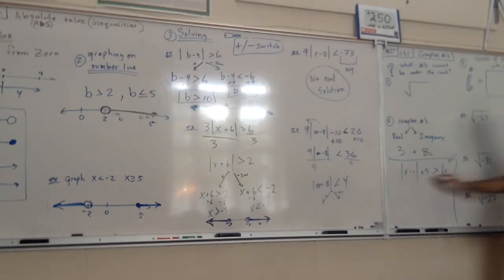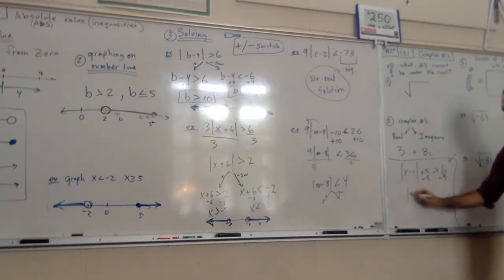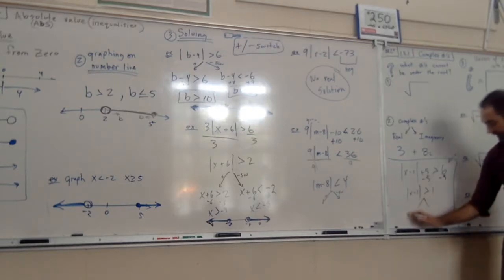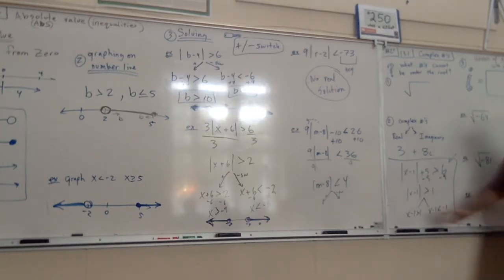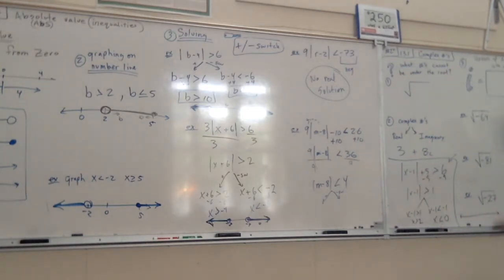Okay, so we know we're going to subtract 5. So we get the absolute value of x minus 1 is greater than 1. Let's do the switch. X minus 1 is greater than 1. X minus 1 is less than negative 1. You add 1 here, you get x is greater than 2. You add it here, we get x is less than 0. So if I had to put this on a number line, 2, 0. X is less than 0. X is greater than 2. That's it.